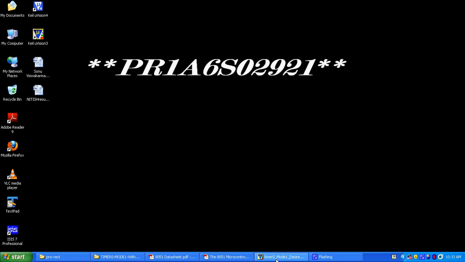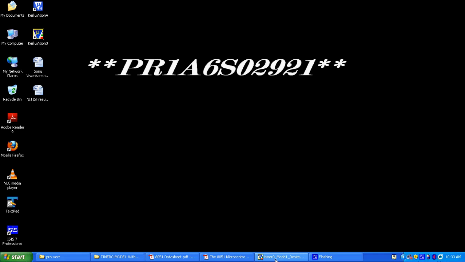You can also go for timer 1 mode 1, but I prefer timer 0, and nothing is different in timer 0 and timer 1. You can simultaneously use timer 0 and timer 1. Let's see how it works.